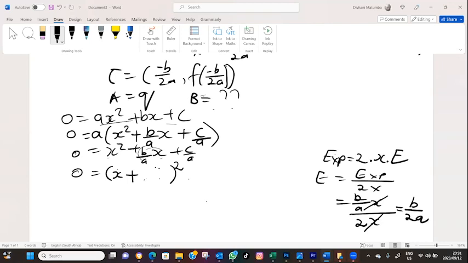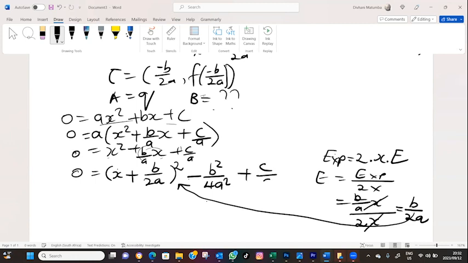All right, so we will take that value and put it in there, b over 2a. Guys, if you have any questions, do not hesitate. So when completing the square, if you add an expression, you have to subtract it. However, I have to subtract the square of that value, which is b squared over 4a squared, and then plus c over a.